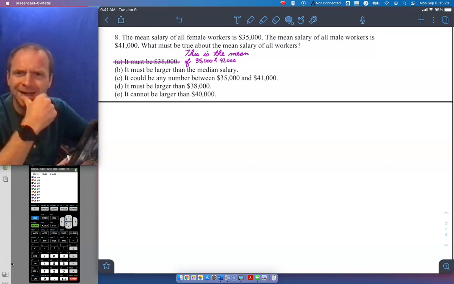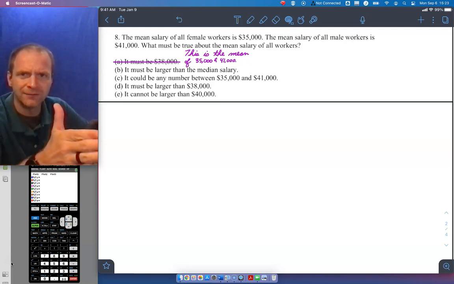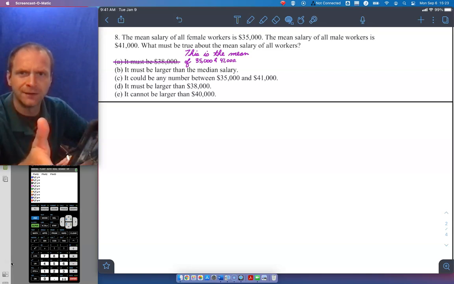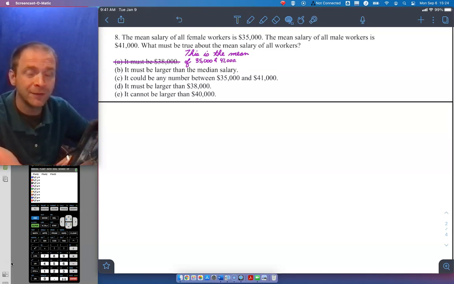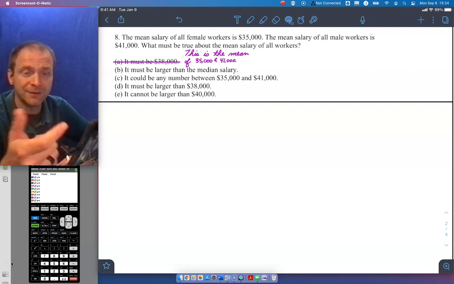Oh, hold on a second. How do you find the median? Well, you have to look at how many total you have, put them in least to greatest, numerical order, and find the middle. Do I know how many we have? Do I know how many female workers, how many male workers we have?